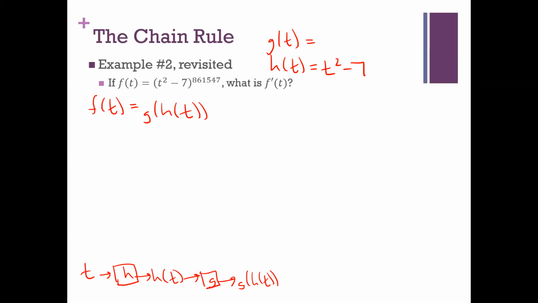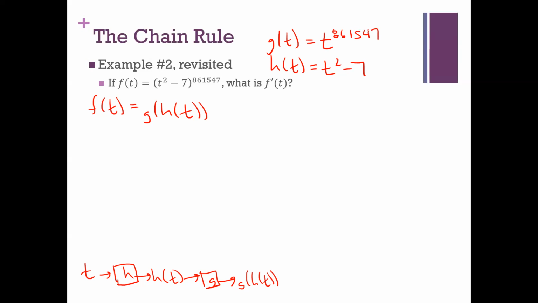So t follows along its path. It gets squared. It gets decreased by 7. After that happens, what happens to it? It's raised to the power of that six-digit number, 861547. So then how can I represent that operation? Would you say f of t to that power? H of t to that power? It's eventually going to look that way, but right now I'm just going to do this: t to the 861547.